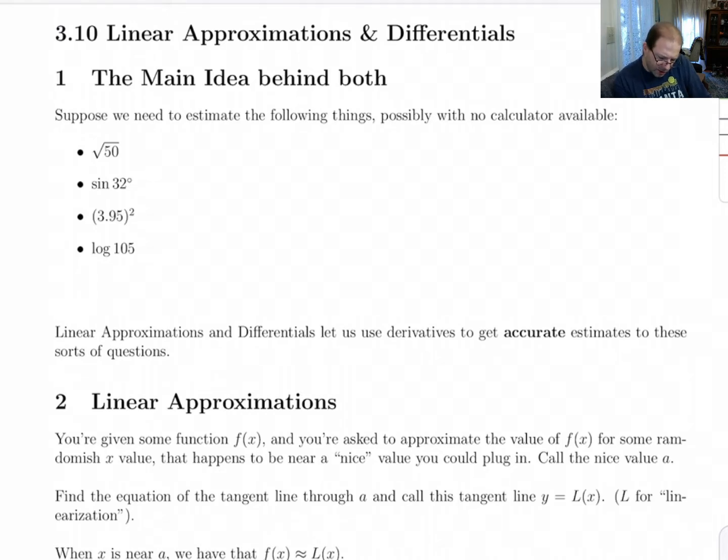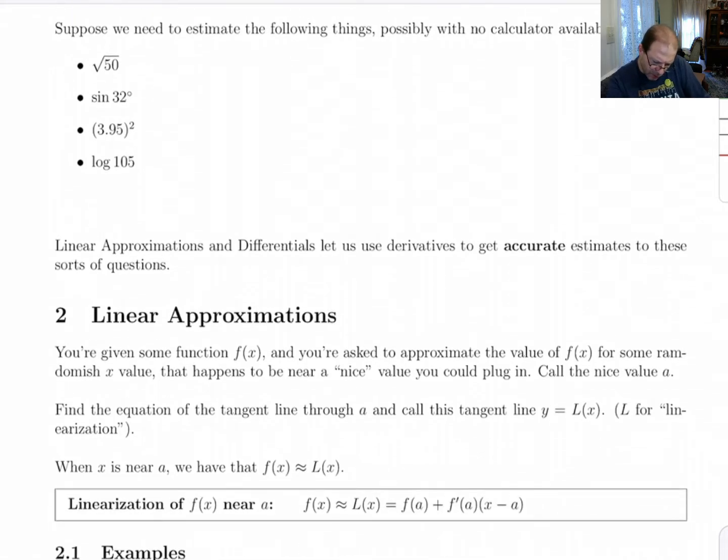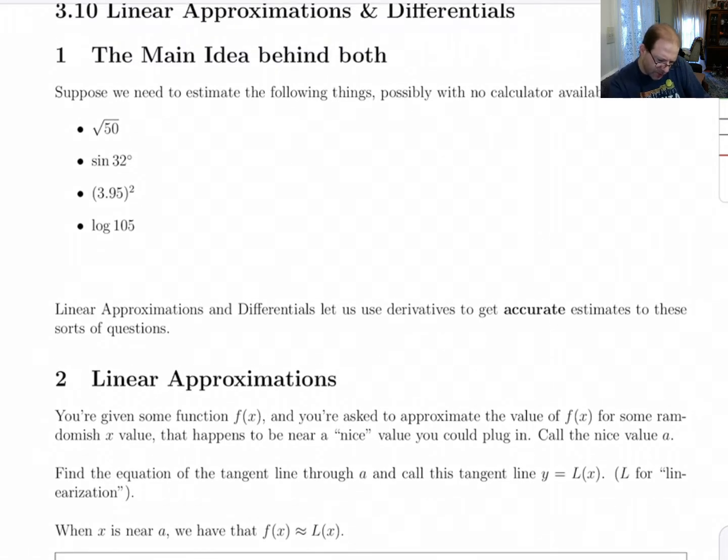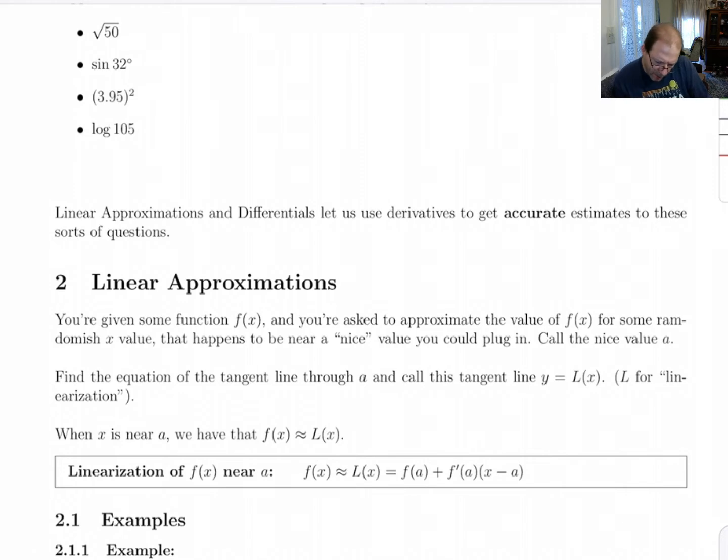The idea is that linear approximations and differentials will let us use derivatives to get an accurate estimate of these things. So I want to develop the idea by concentrating on square root of 50, and I want to build up to this formula here. But let's talk about this a little bit first.